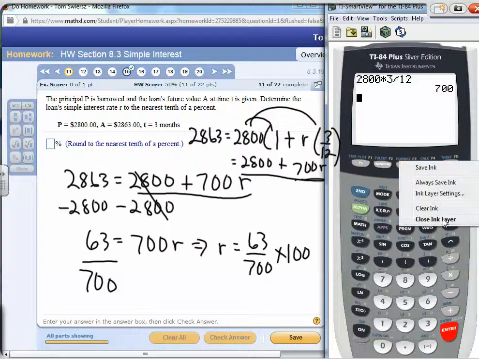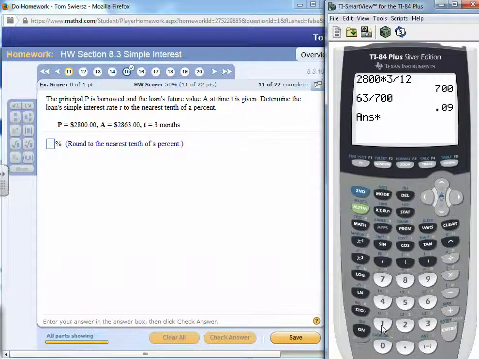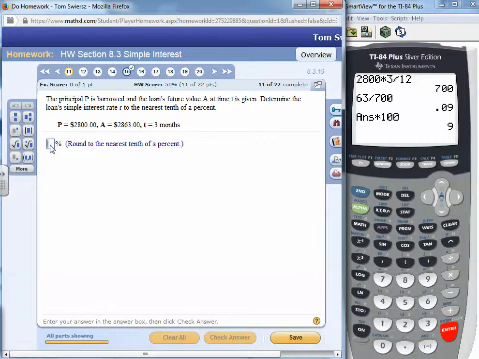So we'll do that on our calculator. 63 divided by 700 times 100, and we get a 9% rate.